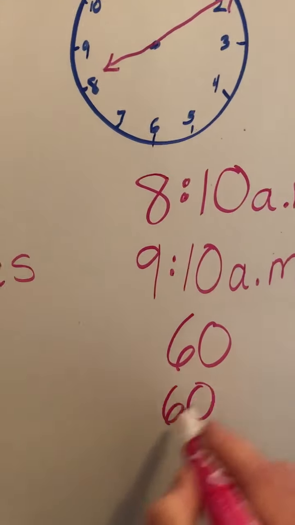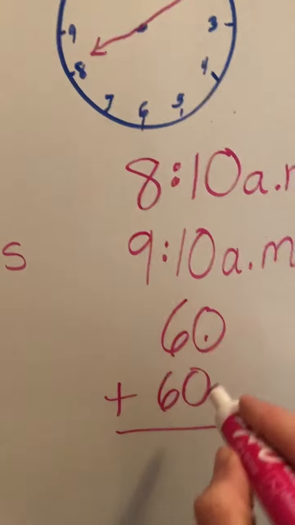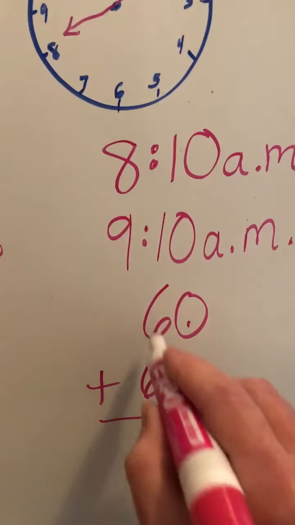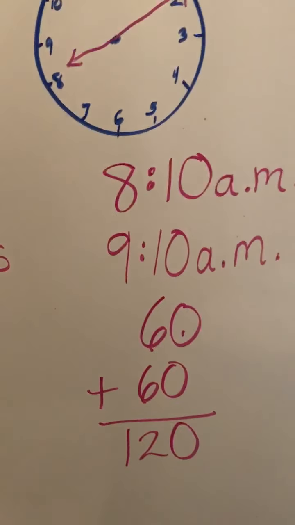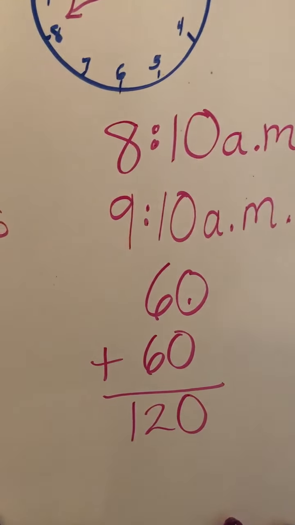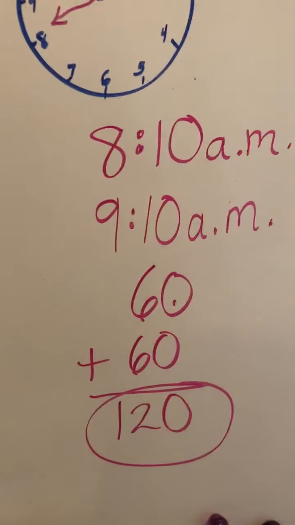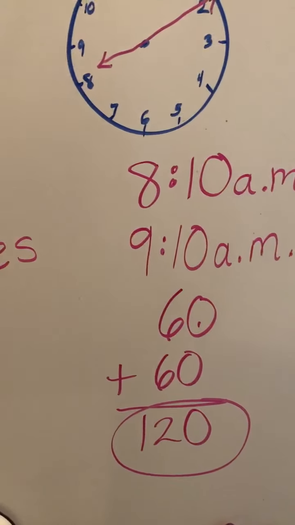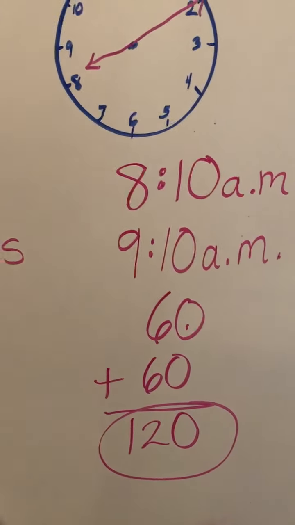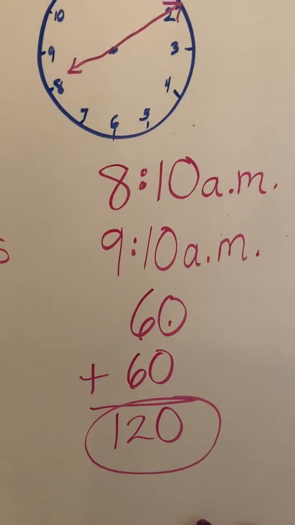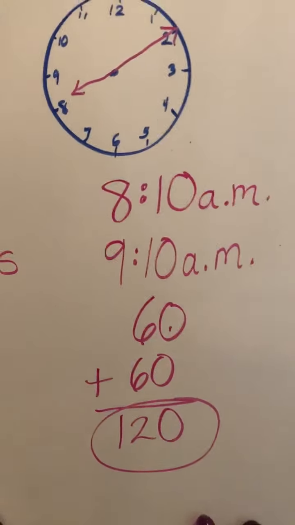Let's add that up and find out. 0 plus 0 is 0, and 6 plus 6 is what? It's 12. So 2 hours has how many minutes? 120 minutes. And we could keep adding that up. A fun thing to do would be to find out how many minutes are in a whole day. Ooh, that would be a big one to work up. Okay. All right, let's very quickly move on.